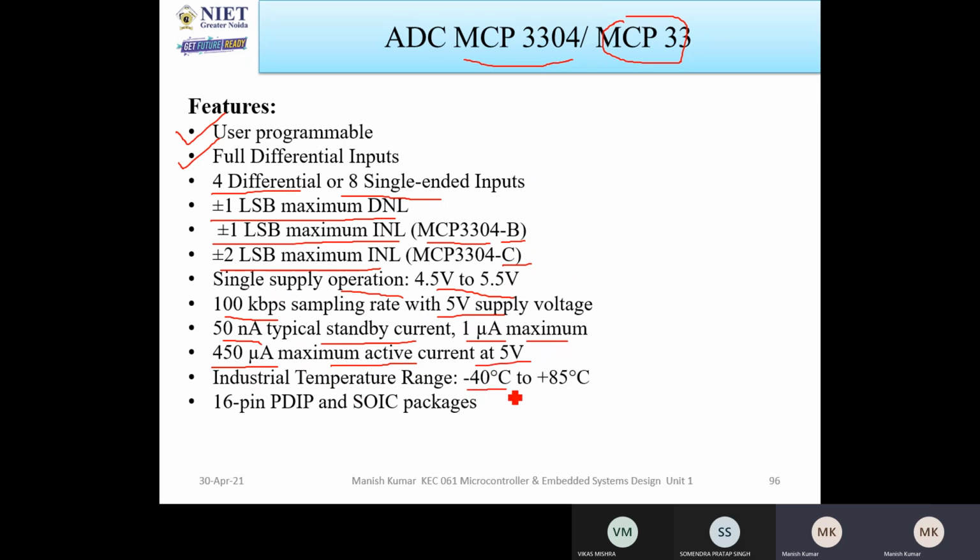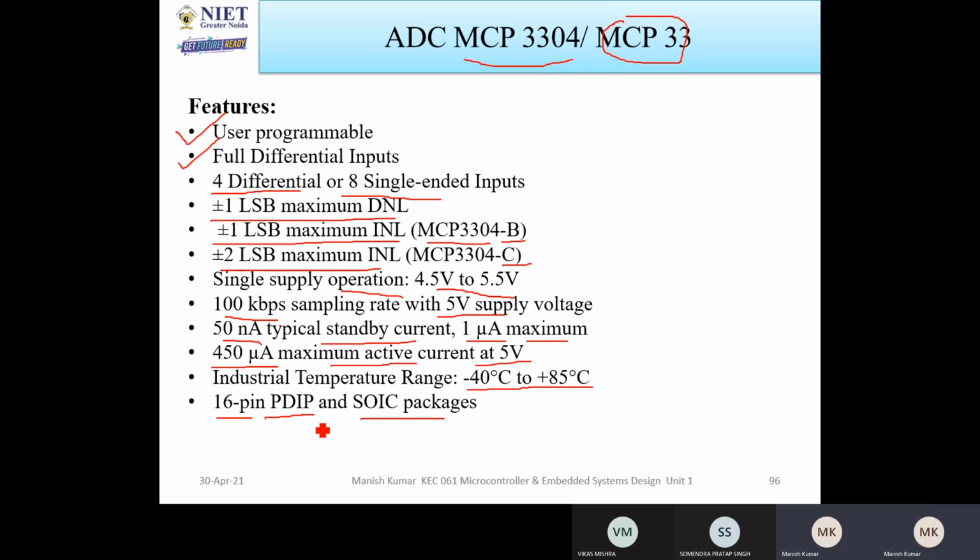Industrial temperature is -40 degree centigrade to +85 degree centigrade. And this IC is packed in 2 formats, PDIP package and SOIC package. Both have 16 pins. A PDIP package I will discuss in detail. PDIP indicates plastic dual inline package. SOIC indicates small outline integrated circuit.